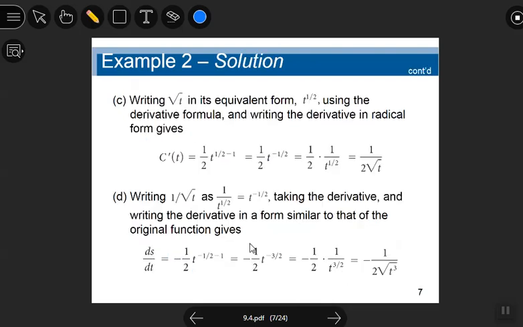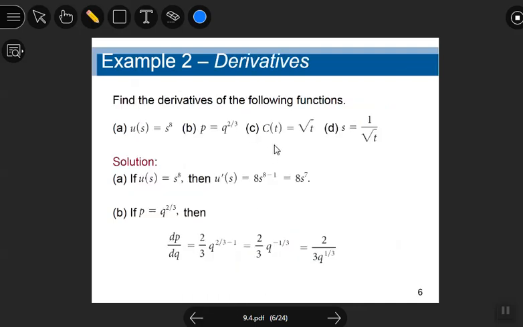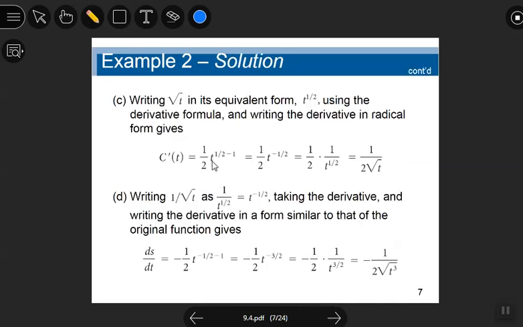Now let's go to our next example. It is given as c of t is equal to square root of t. Square root of t means t to the power half. So now your n is half, and you need to use the formula. It becomes n times t to the power n minus 1, so half times t to the power half minus 1. This is the final result. And again you can use the square root sign here.